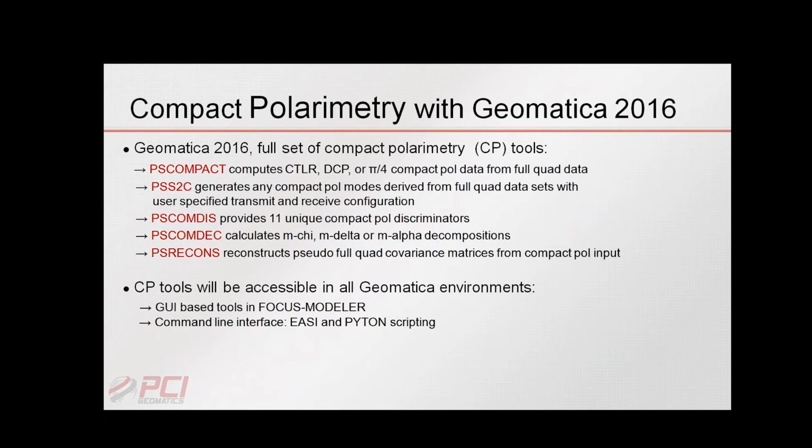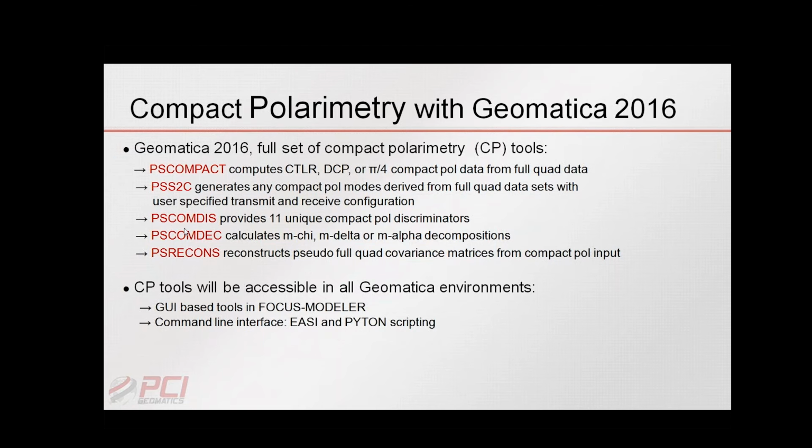So in Geomatica 2016, we will have a full set of tools to handle all those situations. Here, listed in red, you have the main tools that you can use to do your compact pole analysis. We have a program called PSCompact, which is used to synthesize a compact polarimetry dataset from a fully polarimetric image, and you have the three main compact pole modes that we described in the first slide. You also have another tool already available in Geomatica 2015 called PSS2C. So you can generate any compact pole mode. You can generate two coherent channels with any configuration of transmitting and receiving configuration. And this tool can be used if you want to check some calibration issue with your data.